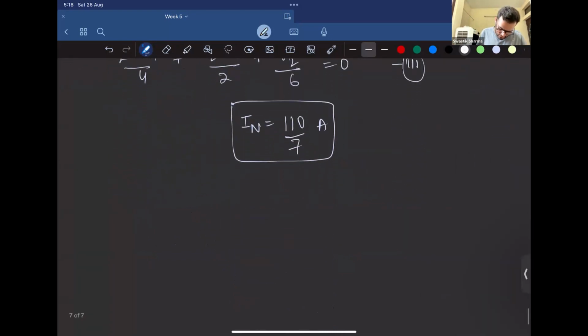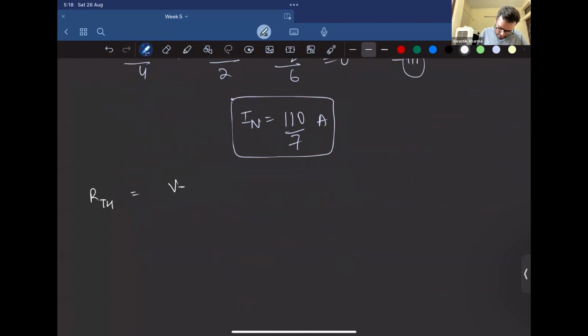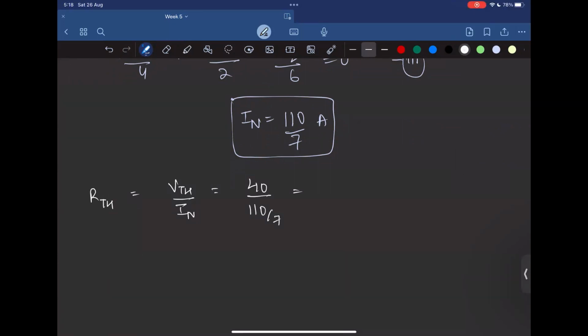So can you tell me what is the value of RTH? It would be VTH upon IN. So since VTH is 40, IN is 110 by 7, the value comes out to be, wait, I am telling. Yeah, you tell, I'll calculate. 28 by 11. Yeah, 28 by 11 or 2.545, right?